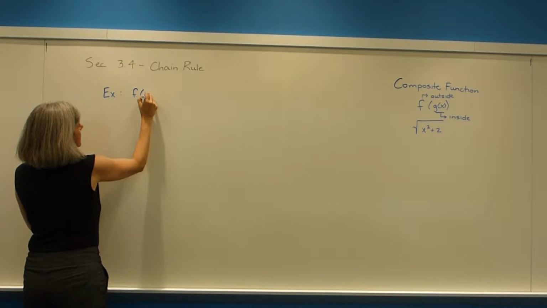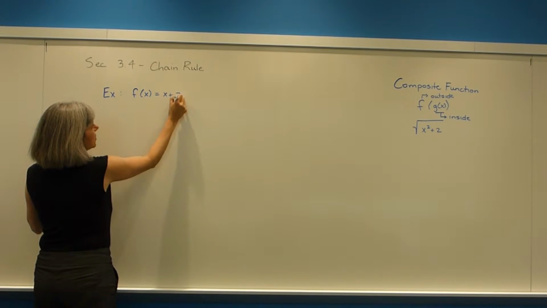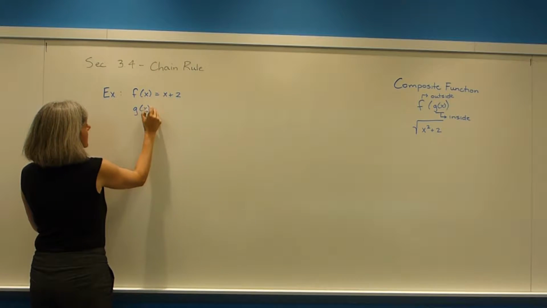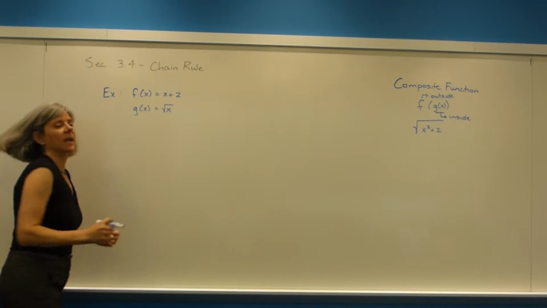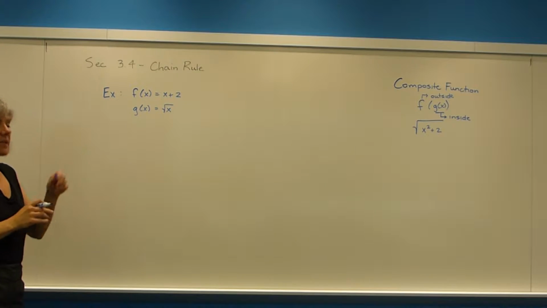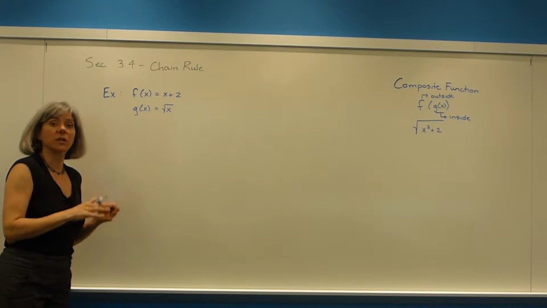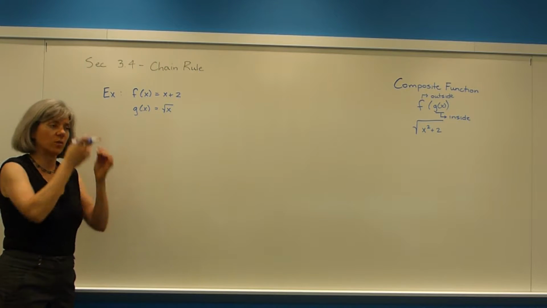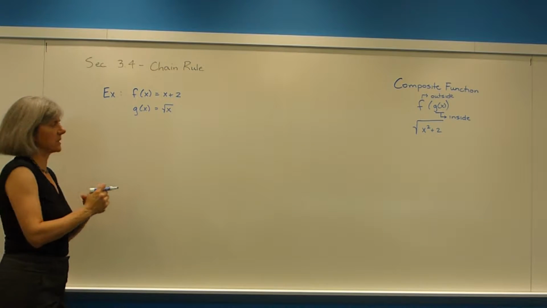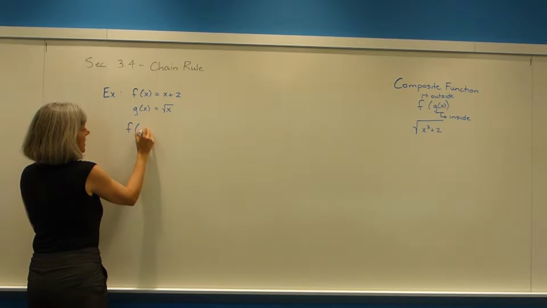We have f of x equal to x plus 2, and g of x equal to the square root of x. I want to find f of g of x and g of f of x, that's how we say that, and then find the domains for each one so that we can understand how they're very different. So f of g of x.